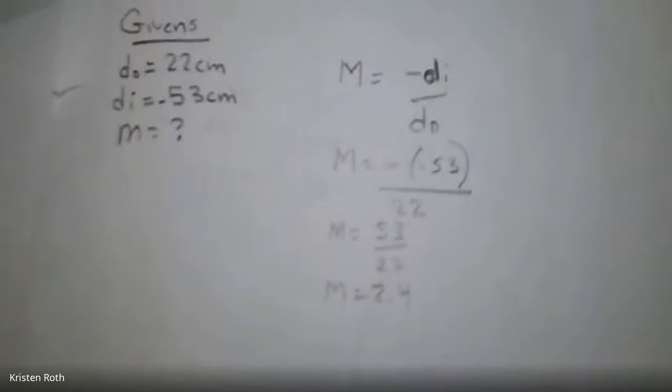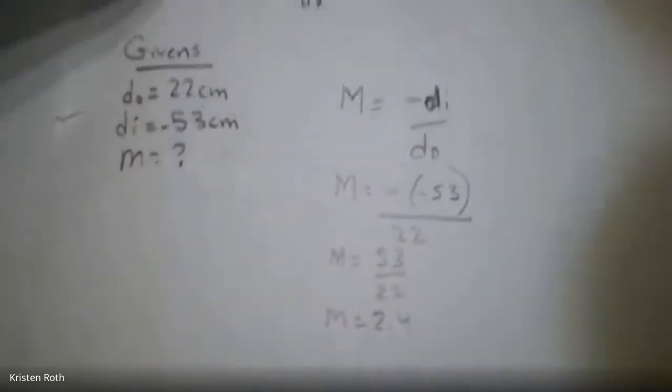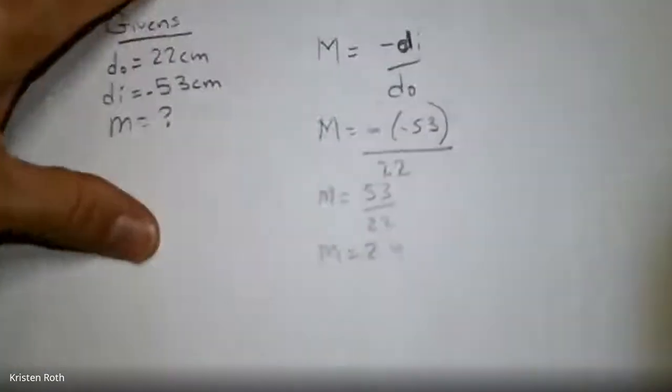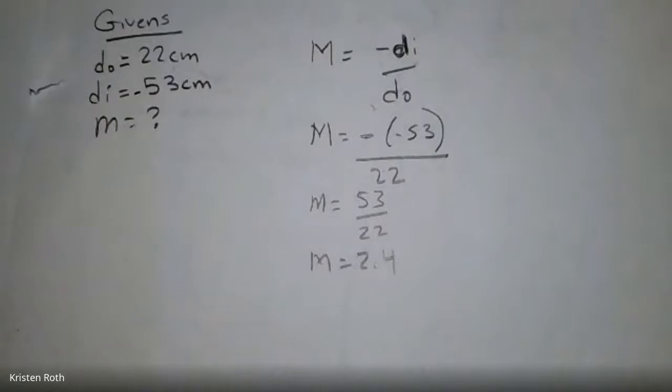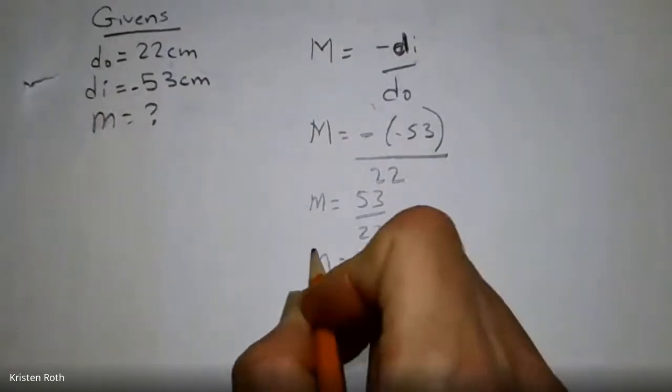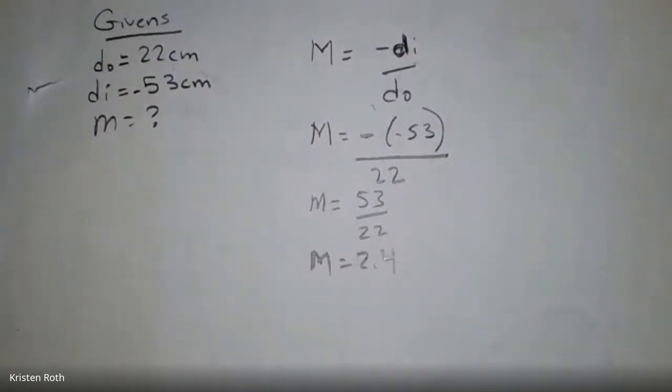Oh, sorry, guys. I didn't even show it to you. There we go. It's not coming up very clear anymore. There it is. Sorry. Okay. So magnification is 2.4. Few things to remember.